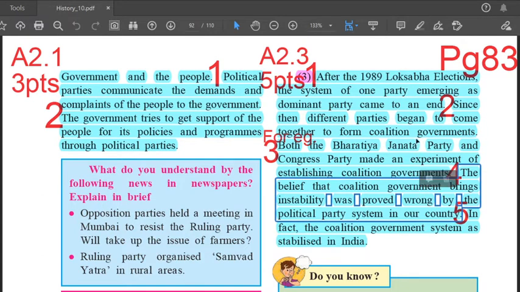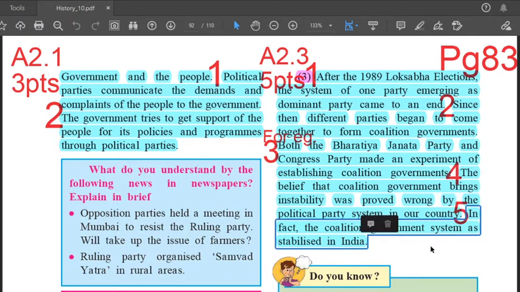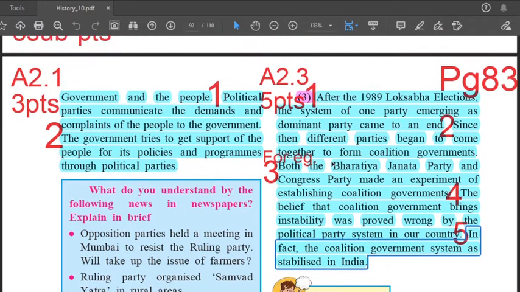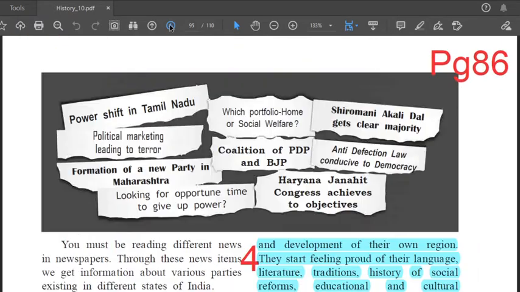Fourth point, the belief that coalition government brings instability was proved wrong by the political party system in our country. Fifth and the last point, in fact, the coalition government system has stabilized in India. Children, it's not as, it is, okay? In fact, the coalition government system has stabilized in India. Till here, that's answer 2.3, which comprises of 5 points.